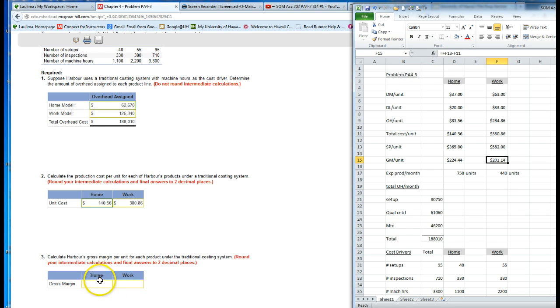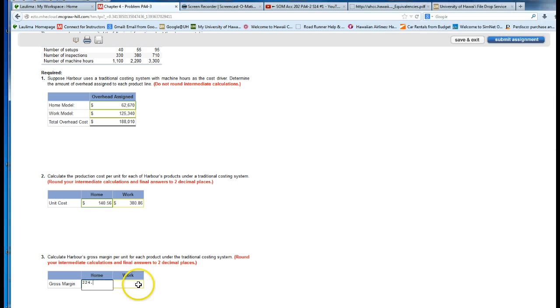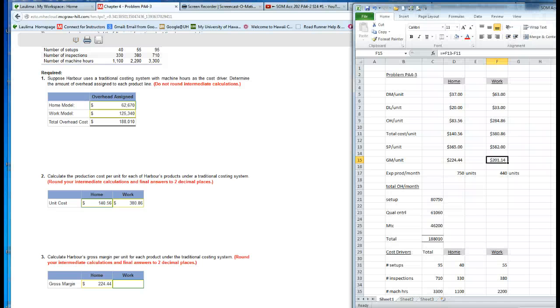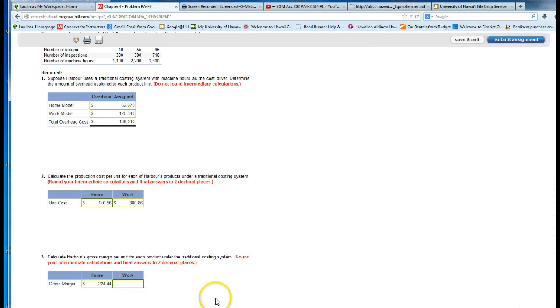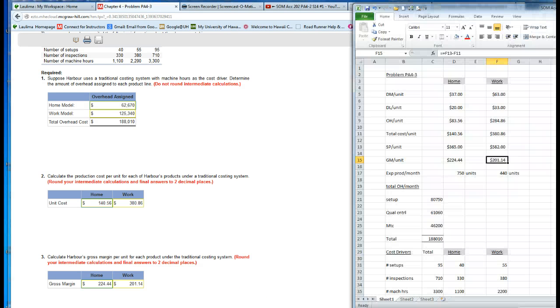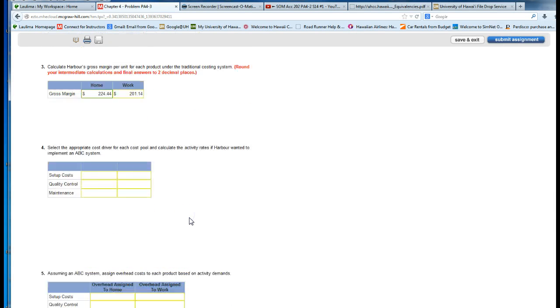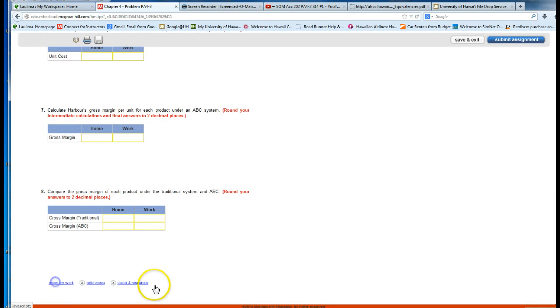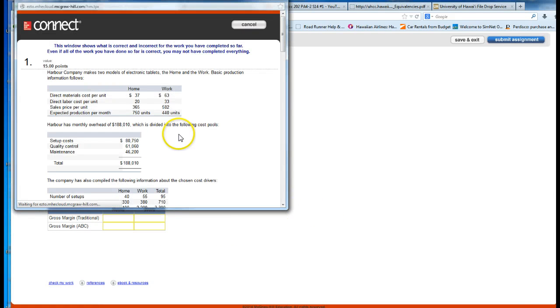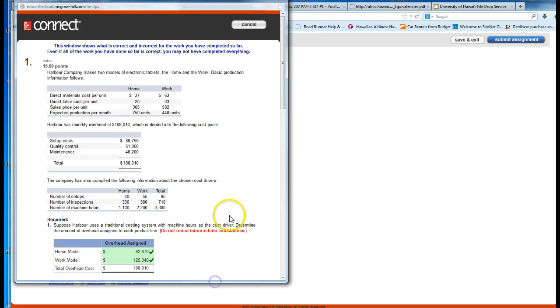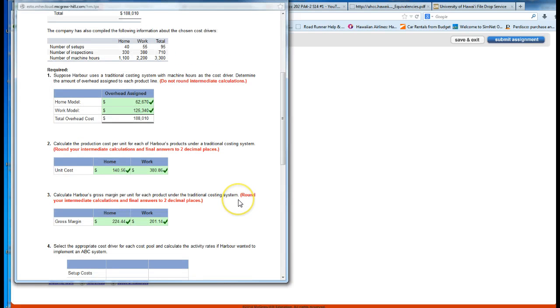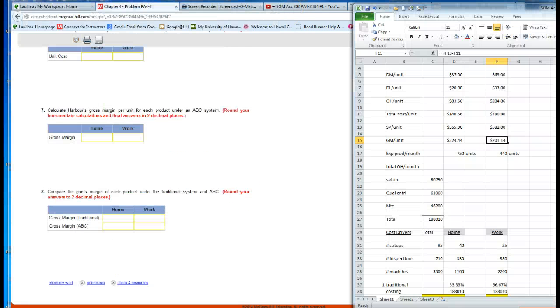Okay, so for home we got 224.44. And for work we got 201.14. Oops, I need to switch over. 201.14. And again, we need to go down to the bottom, check my work, cross our fingers, and we're lucky again. Those answers work.